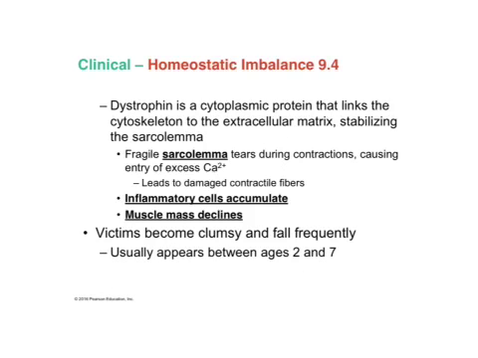So the dystrophin is one of the cytoplasmic proteins that links all of the cytoskeletal elements to the extracellular matrix. And it's basically there to stabilize the sarcolemma. So the sarcolemma is going to become very fragile in these muscular dystrophy situations, and they tear very easily, and that causes an excess entry of calcium, which leads to damaged contractile fibers. We get a lot of inflammatory cells that are coming into the area and actually destroying the muscle tissue, and muscle mass will decline. Victims usually start off with symptoms of being very clumsy and they start falling, and we start to notice that between the ages of 2 and 7.